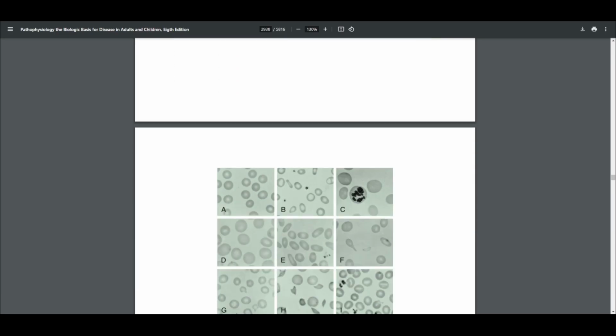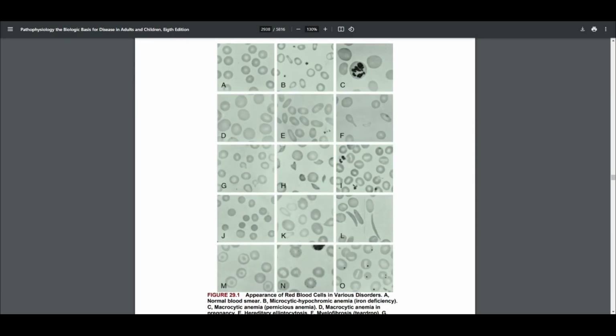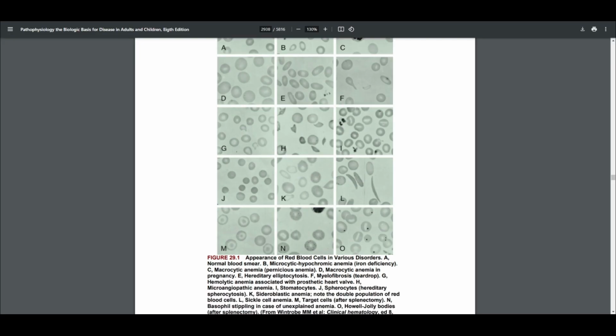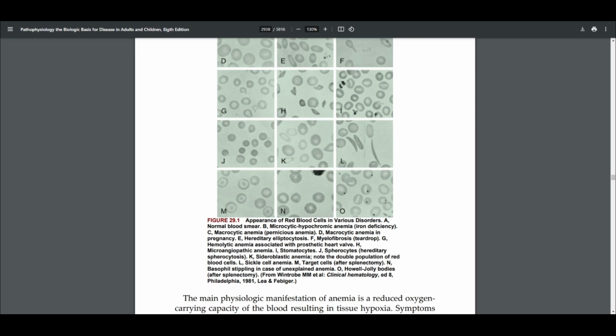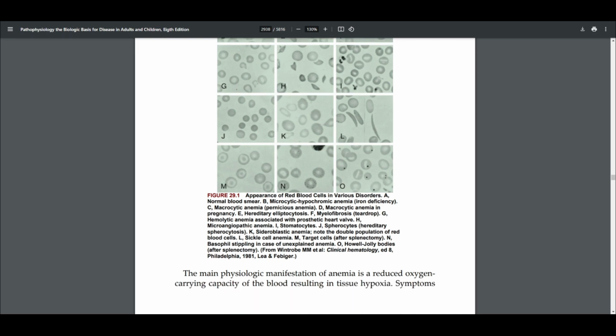So here we're taking a look at different appearances of red blood cells in various disorders. It's a good spot to hit pause, and you can look at all the different types of disorders and how they would look microscopically. An easy one might be L, your sickle cell anemia.